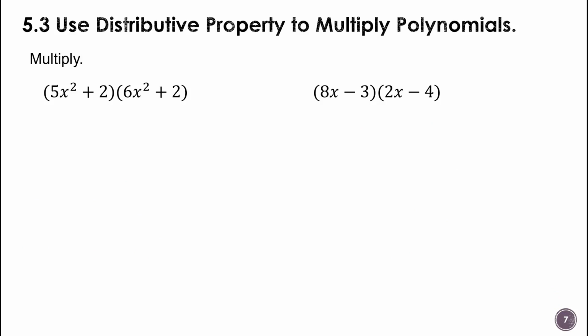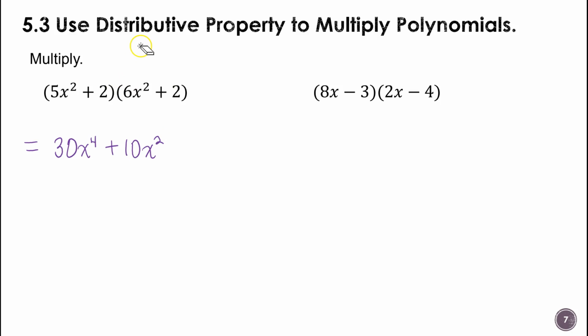Okay, so we're still just practicing the same thing, but we have a little bit more going on because we have coefficients of 5 and 6 on this first one on the x squared terms. So I'm going to multiply 5x squared times 6x squared, so that's 30x to the fourth because we have to add those exponents. 5x squared times this 2, right, so that's plus 10x squared.